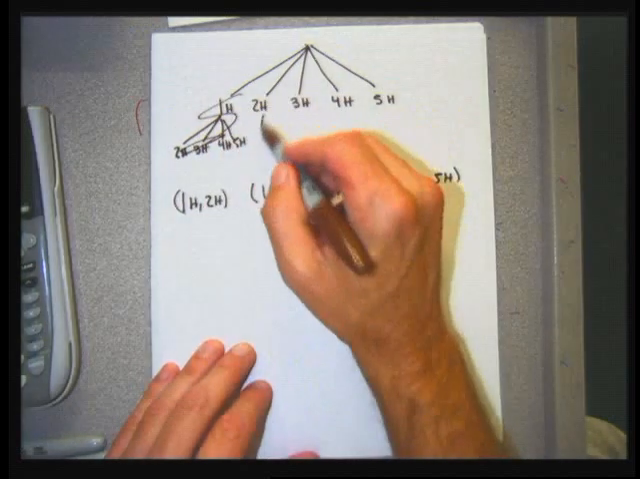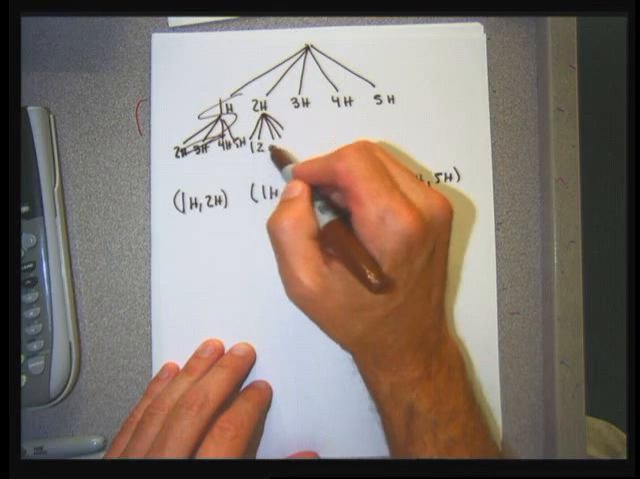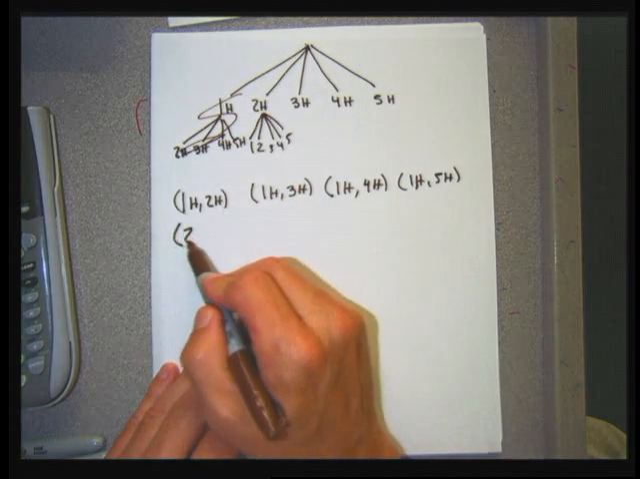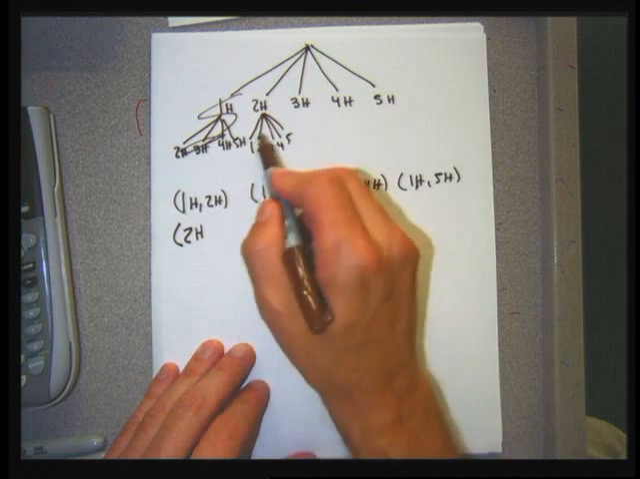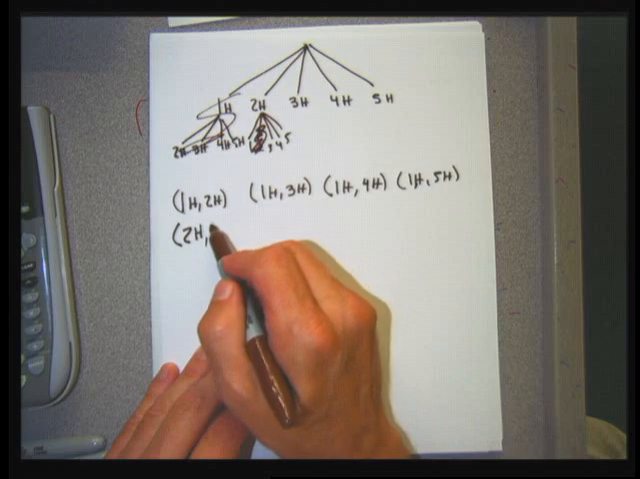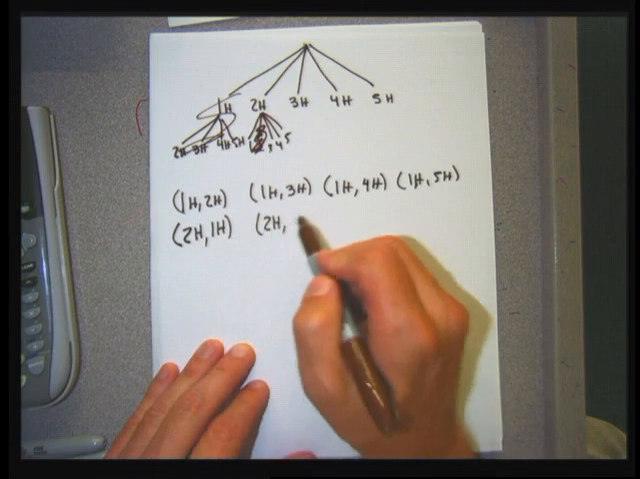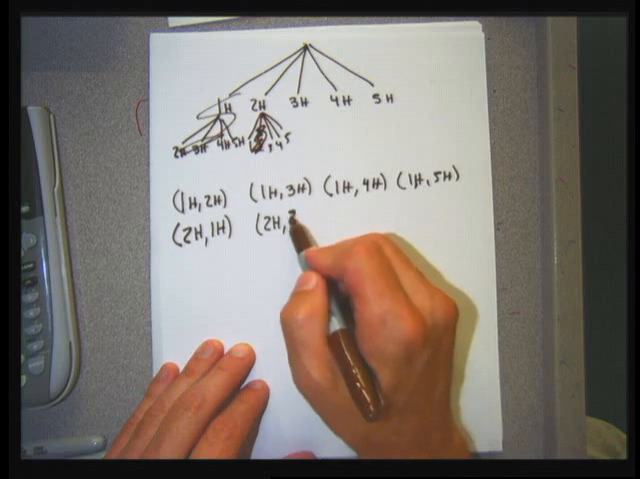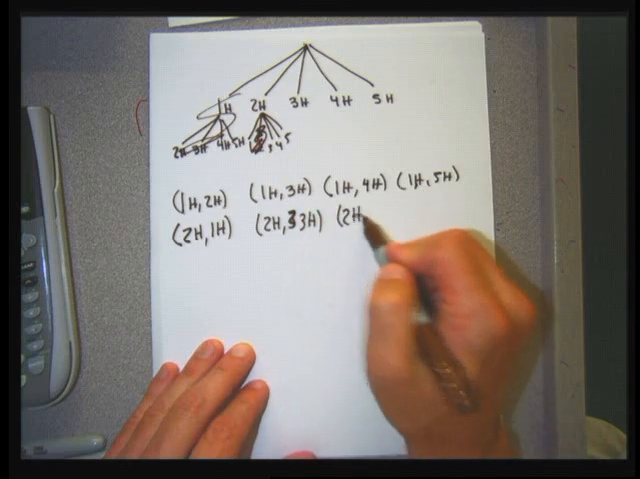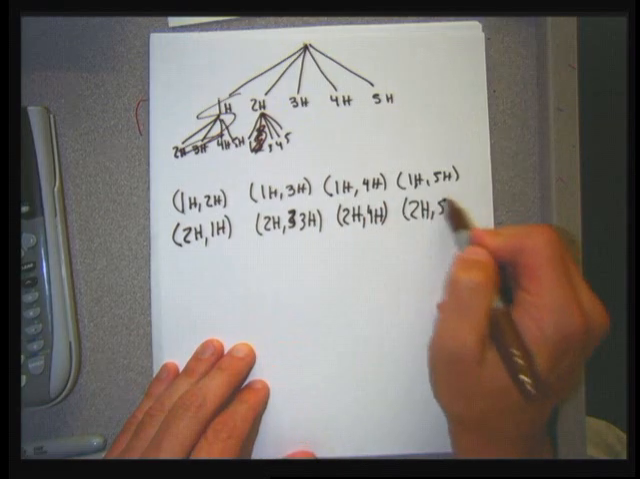Now if I get the 2 first, I could still get the 1, 2, 3, 4, or 5 of hearts. So the next part of my sample space would be getting a 2. I can't get a 2 again, because I'm not doing with replacement. So I could get the 2 of hearts with the 1 of hearts, not with the 2 of hearts, but with the 3 of hearts, the 2 of hearts with the 4 of hearts, and the 2 of hearts with the 5 of hearts.